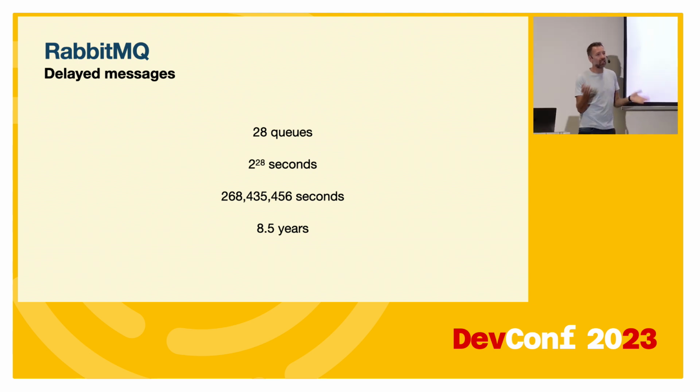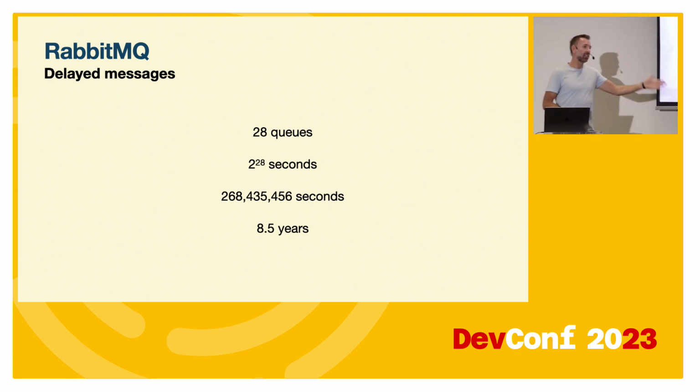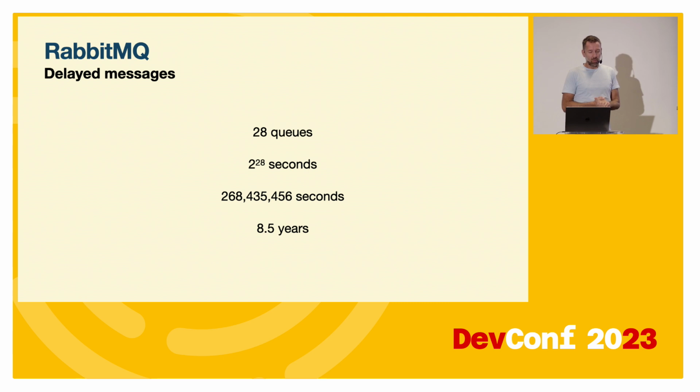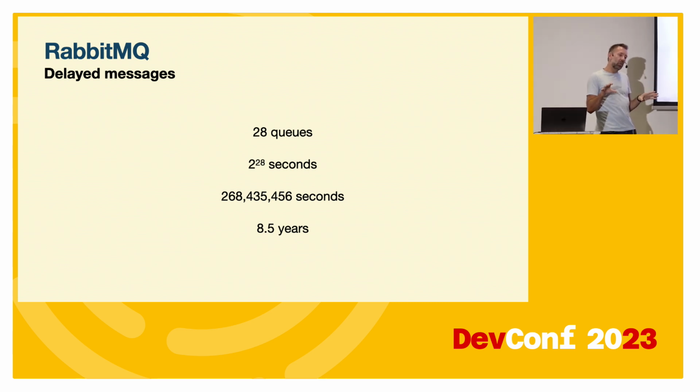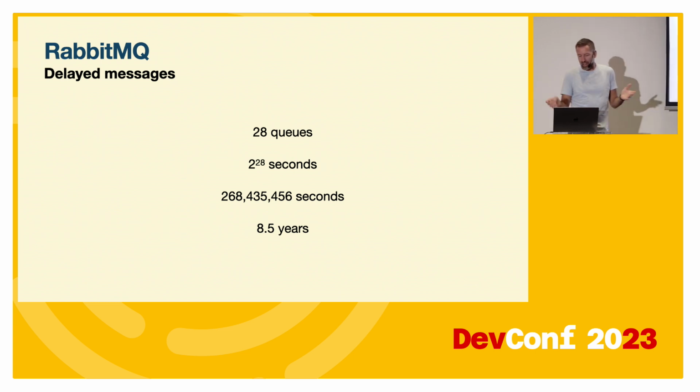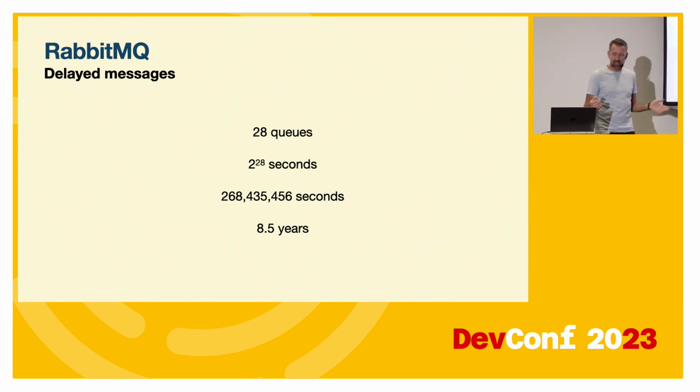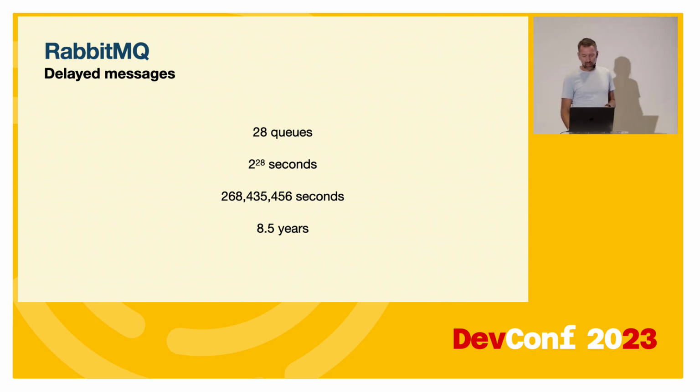If anyone wants more than 8.5 years, we'll release a new version which creates 29, and we'll probably do 30 to make it even. We were thinking about making it 32 because that's a nice number in computing, but that will give you 136 years, which would be nice if someone's still using NServiceBus in 136 years, but it's a little bit far-fetched.